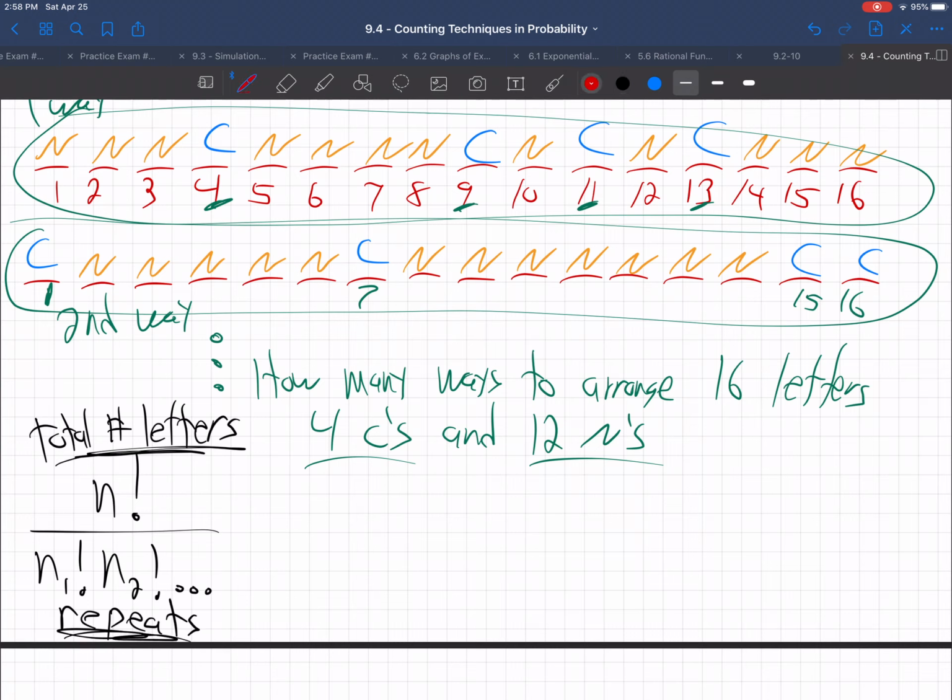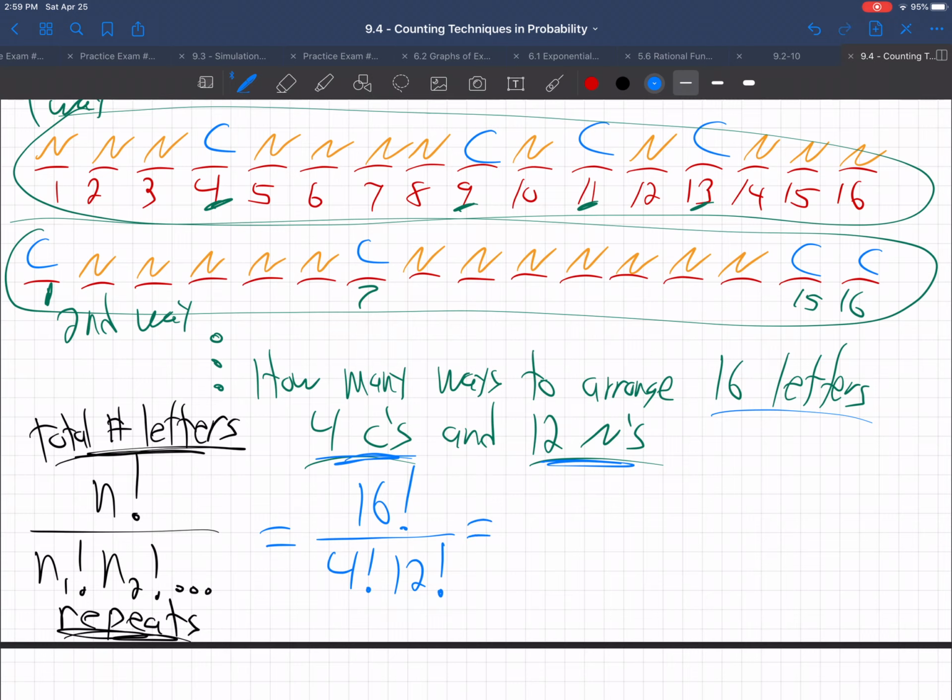So this is going to equal total number of letters, 16 factorial, 16 letters altogether. And there's 4 C's, 4 factorial, 12 N's. Those are repeats, right? 4 C's are repeated, 12 N's are repeated. You could switch these order. It doesn't matter what order you put them in. Either way is fine. And now let's work that out.